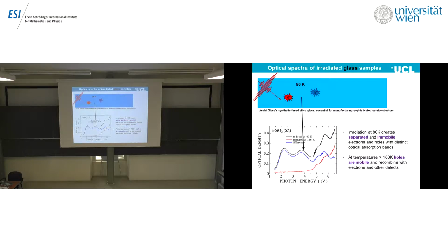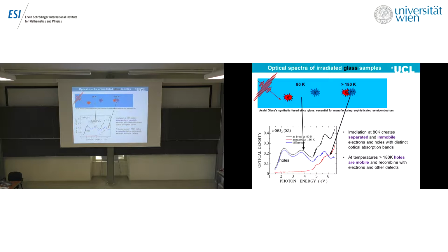There is an experimental paper by Katsumi Tanimura which shows that the optical absorption of the system after irradiation looks like this, at 80 Kelvin. Now, if you heat up the system to 180 Kelvin, both of these become mobile, they recombine, and as a result the optical absorption spectrum changes. So the differential optical absorption spectrum looks like this. There is an EPR signal for this defect here, which is attributed to the self-trapped hole. The self-trapped hole in amorphous silica has been studied by Griscom for many years, so this is quite a good attribution.